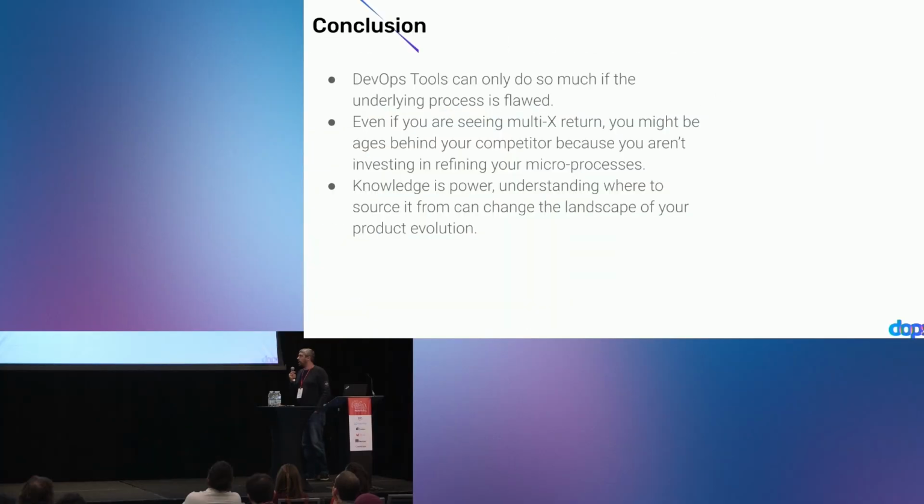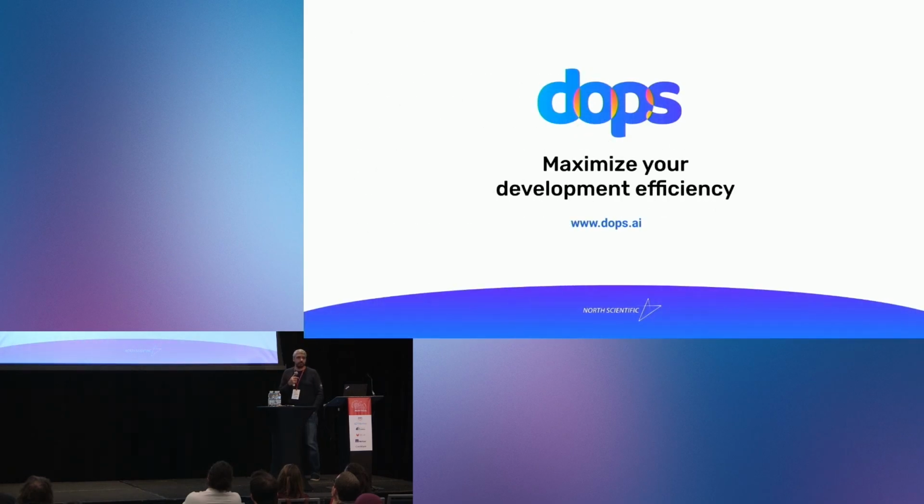And of course, the main conclusion of this talk is that DevOps tools are important, of course, but if there's an underlying flaw in your process, they're not going to help a lot. Multi-X returns are only achieved when you refine your microprocesses, and knowledge is really power. And so understanding where to source that knowledge is very important.